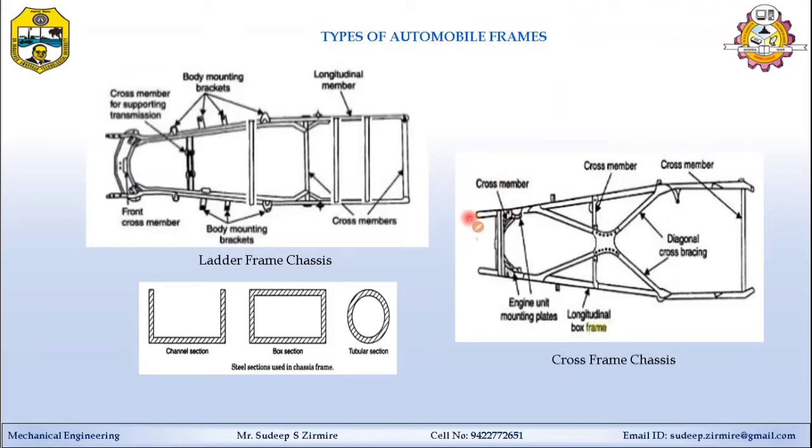So, what are the types of loads coming over this frame? The first load is because of the weight of the vehicle and passenger, which creates the vertical bending over the frame. The second force is the vertical load when the vehicle comes across bumps or potholes. So the first load is coming from this vertical direction.